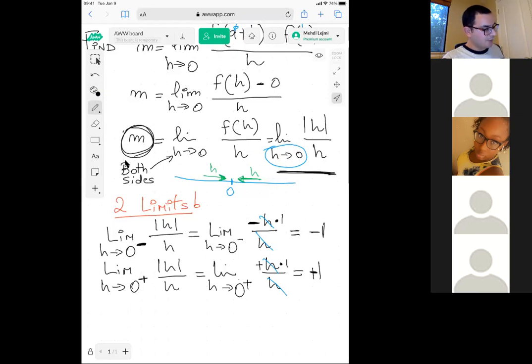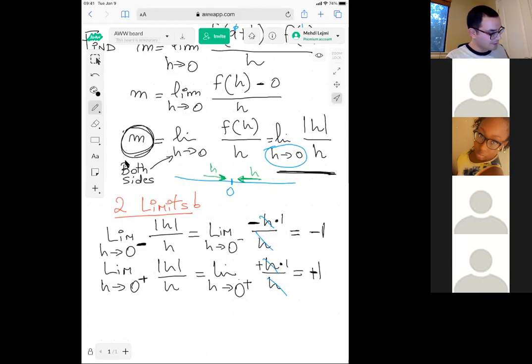And well, from the left, I got -1. From the right, I got +1. So the limit from the left is not equal to the limit from the right. So then the limit from both sides does not exist. Does it make sense, right?